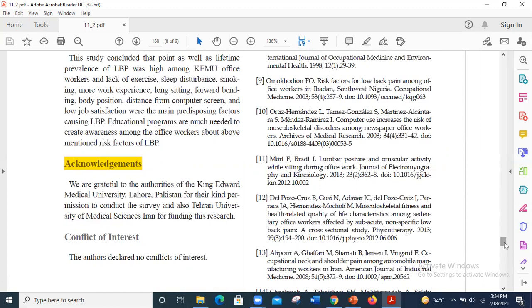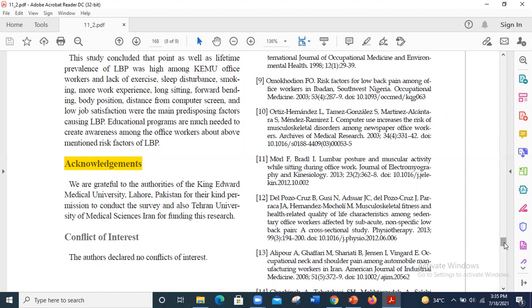Say, for example, we can see they have acknowledged the King Aeromedical University, they have acknowledged the Tehran University of Medical Sciences, Iran. Okay, you can acknowledge anyone who has supported, who has contributed, who has helped you out in conducting your research. You are going to acknowledge them in your acknowledgement section.